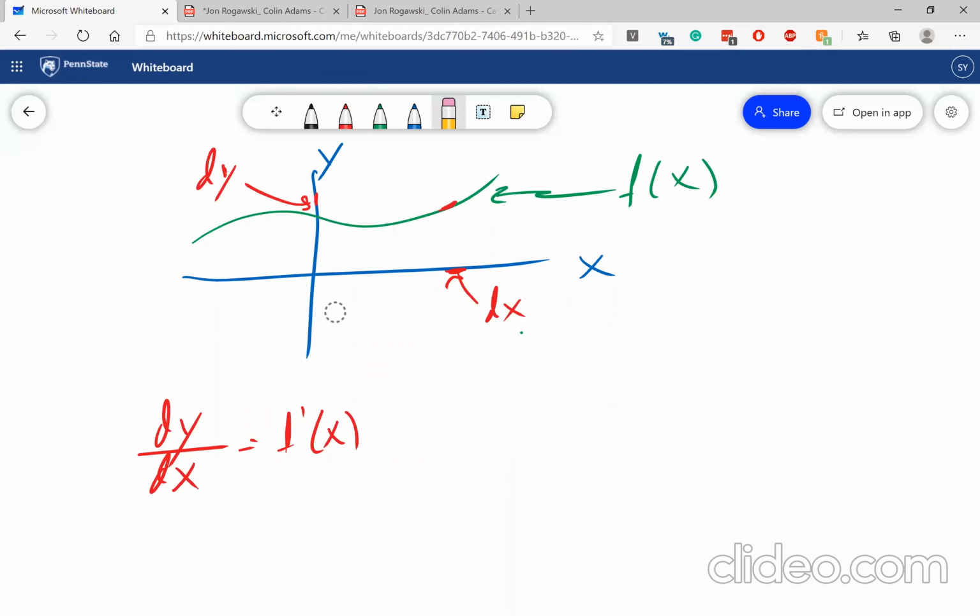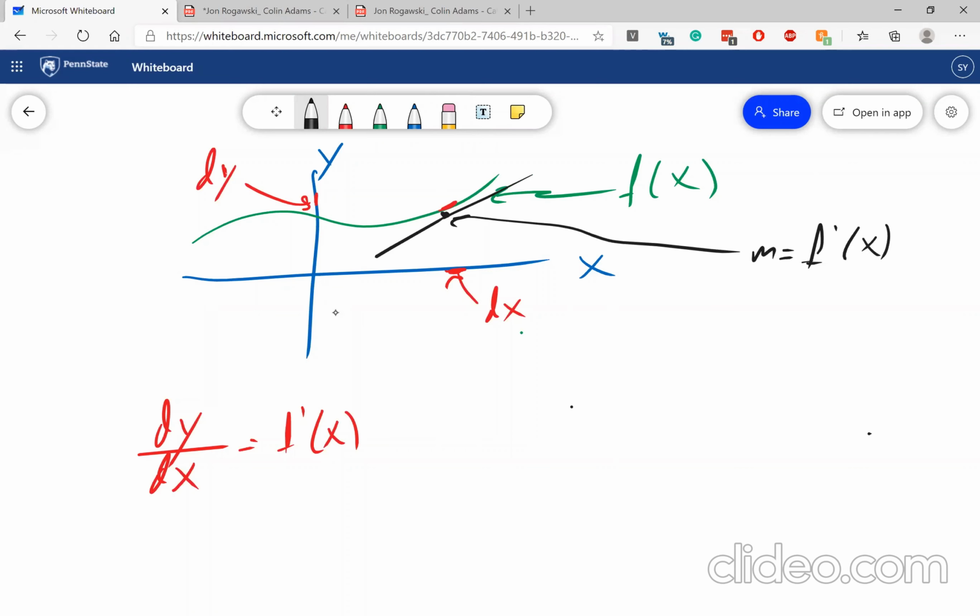And this is also the slope of a line. So we'll get to that actually in a second, but we know that this is also the slope of a line tangent at this point. That line would have the slope m is equal to f prime of x.